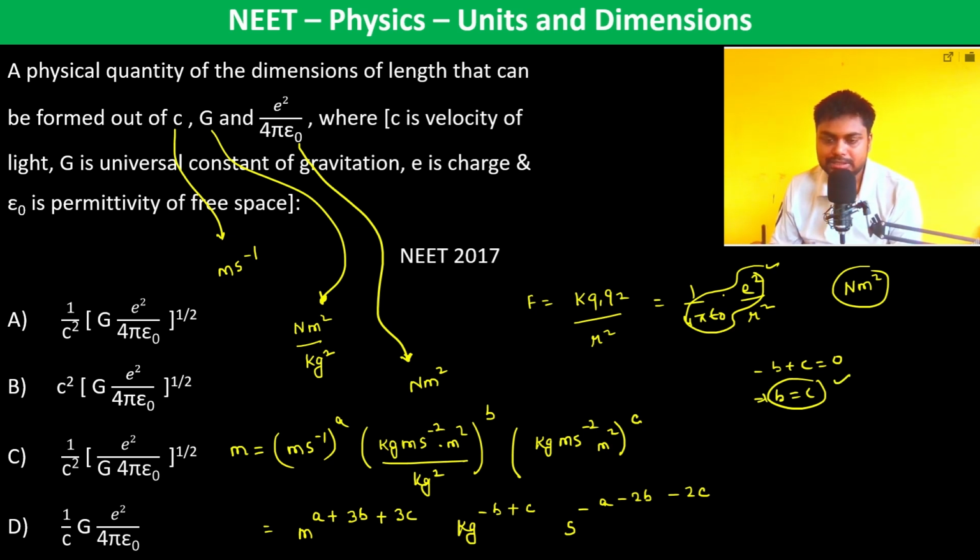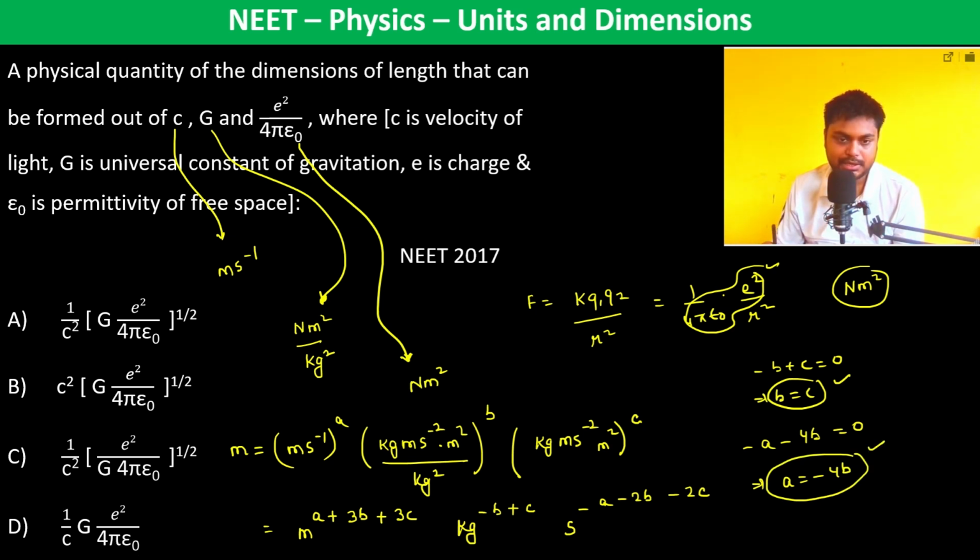Okay, then minus a minus 2b minus 2c should also be equal to 0. So minus a minus 4b is equal to 0, therefore a is equal to minus 4b. Okay, and a plus 3b plus 3c, now b equals c, so therefore a plus 6c is equal to 1. So we can write minus 4c plus 6c is equal to 1. Therefore 2c is equal to 1, c is equal to half.